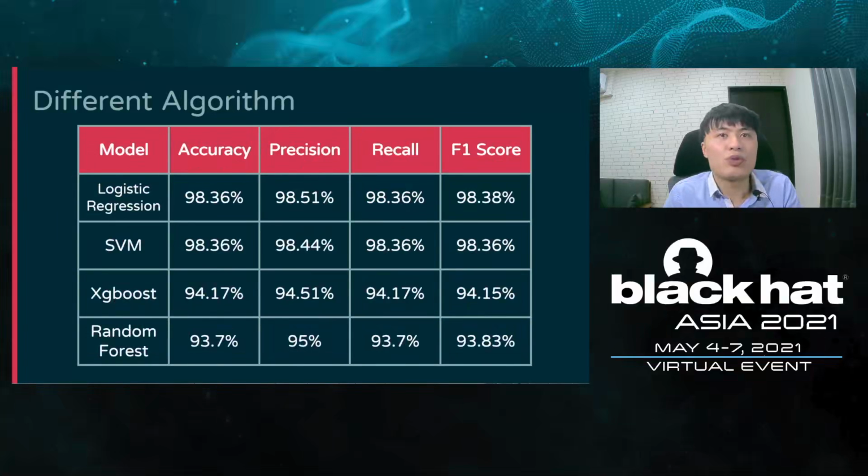Here are the experiment results for different algorithms. The results of logistic regression and SVM are both great. And we choose logistic regression in our framework because the computing cost is less. The performance of XGBoost and random forest is not as good as the other 2 algorithms.